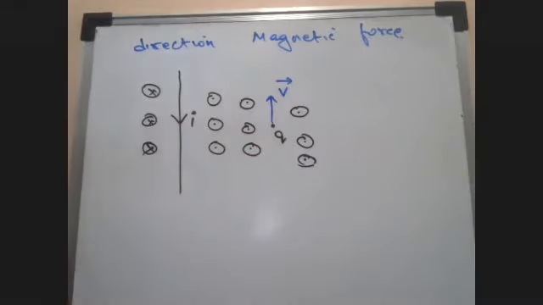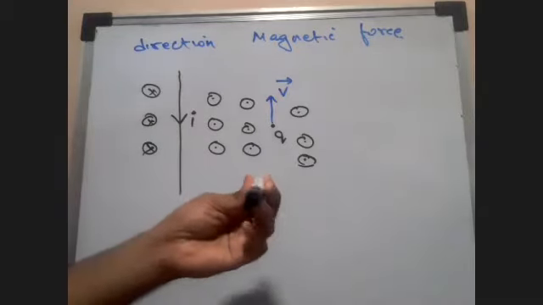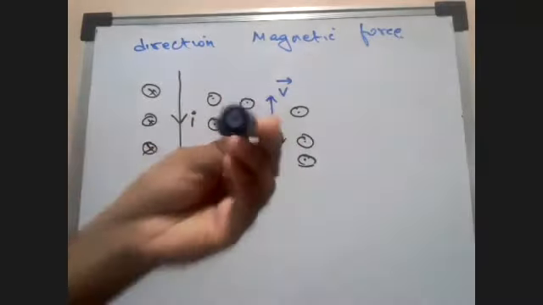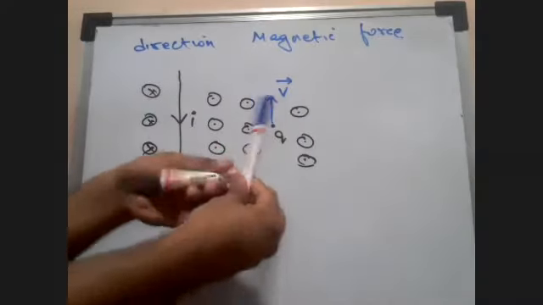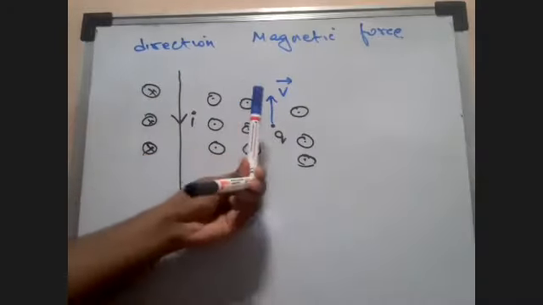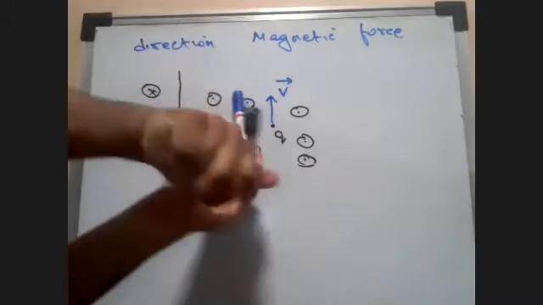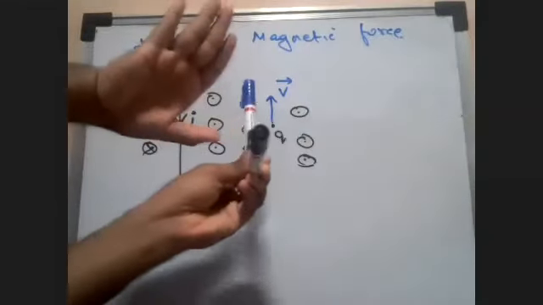So just apply V cross B. First take two pens. One is velocity, and one is the magnetic field which is coming towards you. And one is the charge like this. So what will be V cross B? Apply your right hand rule. V cross B. Are you understanding?